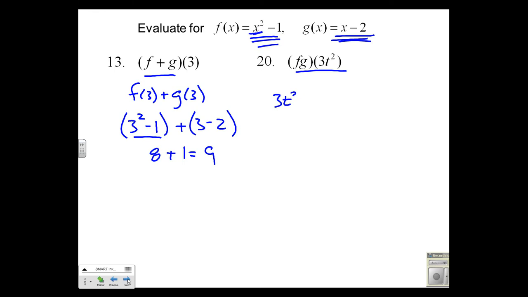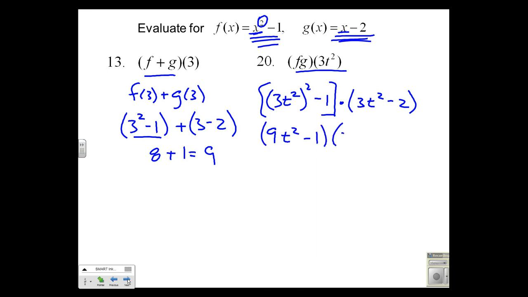3t squared, squared, minus 1, times 3t squared minus 2, or 9t squared minus 1 times 3, 9t to the fourth, excuse me. I heard you out there. I heard you. 9t to the fourth minus 1 times 3t squared minus 2.